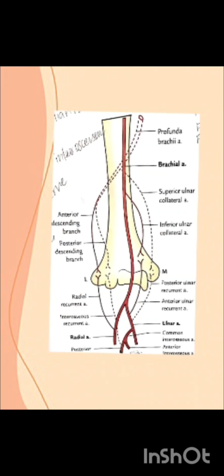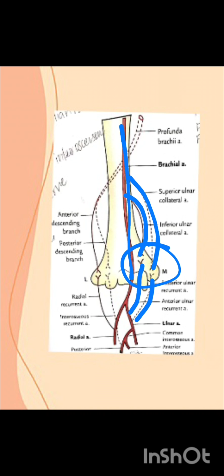So now we are going to see the branches of brachial artery which are involved in the anastomosis, and the radial artery, ulnar artery, and its branches. So in brachial artery, as we know, in the front of the medial epicondyle, the collateral ulnar artery anastomoses with the anterior ulnar recurrent artery. At the posterior side, superior ulnar collateral artery anastomoses with the posterior ulnar recurrent artery. So this is the anastomosis taking place in the medial epicondyle.